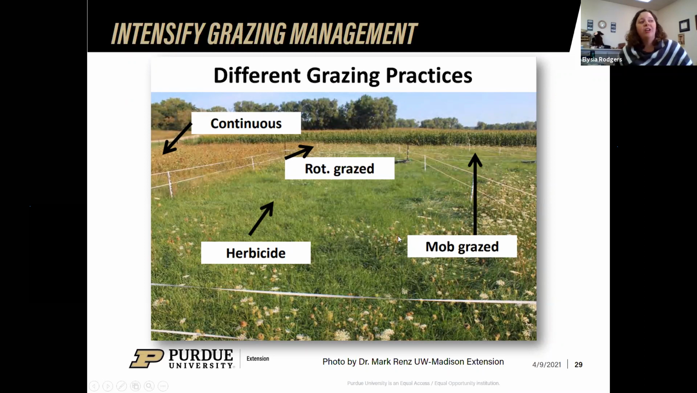So if we intensify our grazing, giving those paddocks time to rest, give our desirable forages time to grow, we can manage some of those weeds in more of a natural way.